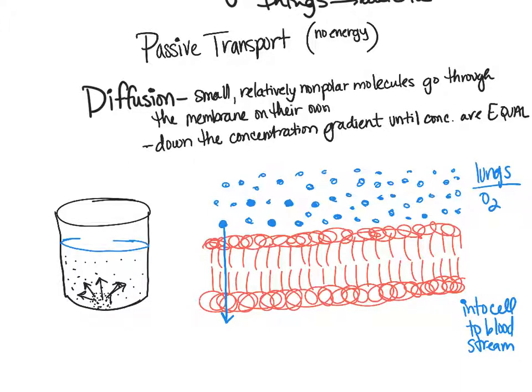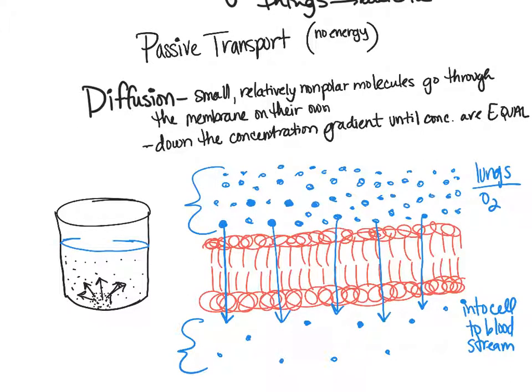So we breathe in the oxygen, which means in the lungs we have a high concentration of oxygen because we just took a big deep breath in, lots and lots of oxygen. That means that we have very little oxygen in the cells that are going to lead to the bloodstream. So you can see we have a high concentration up here and a low concentration down here. And so we're going to see that the oxygen is going to move through the plasma membrane, going from an area of high concentration to an area of low concentration.